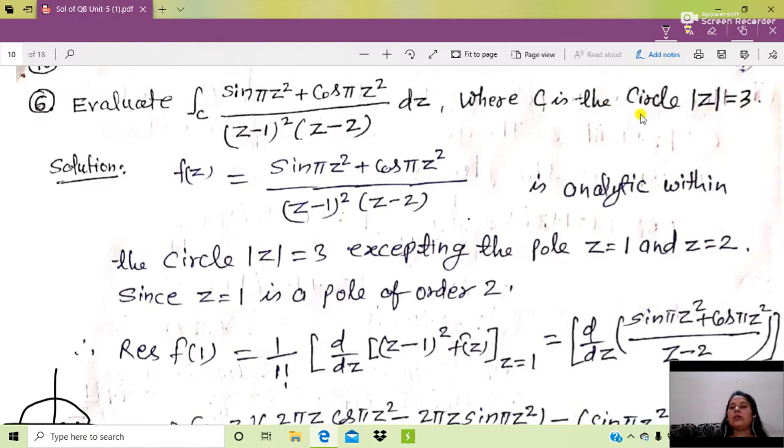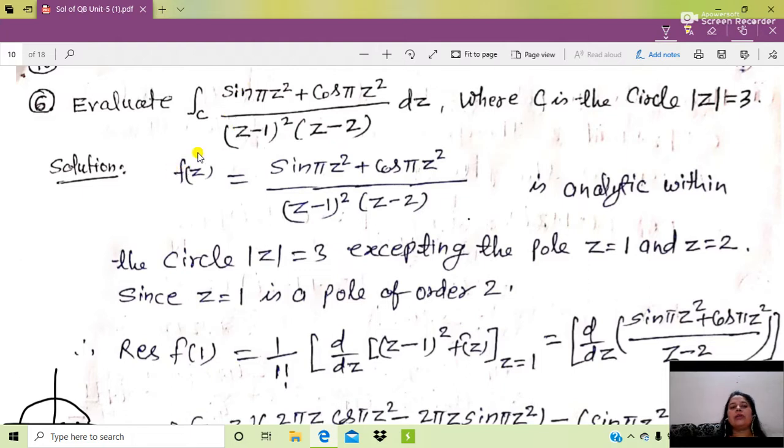Since the curve is |z| = 3, that means |x + iy| = 3, which is x² + y² = 3², which is a circle whose center will be (0, 0) and radius will be 3. So it's a circle with center (0, 0) and radius equal to 3. Now we have to evaluate this integration.